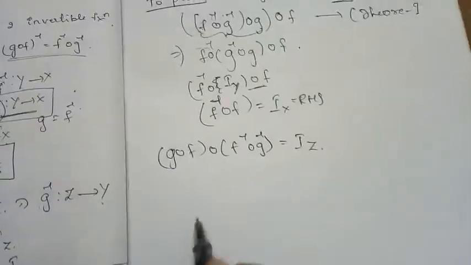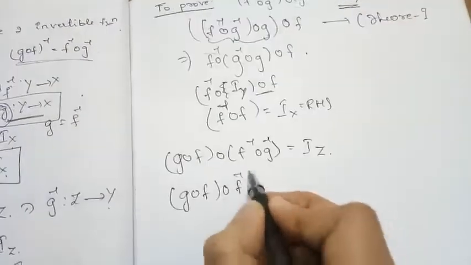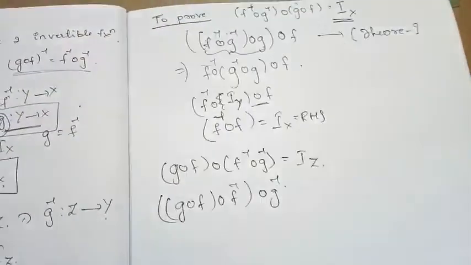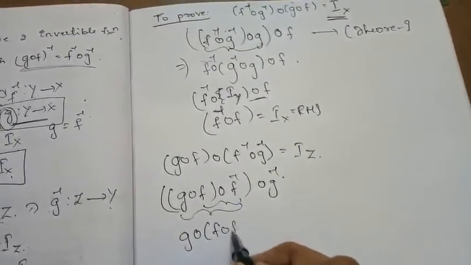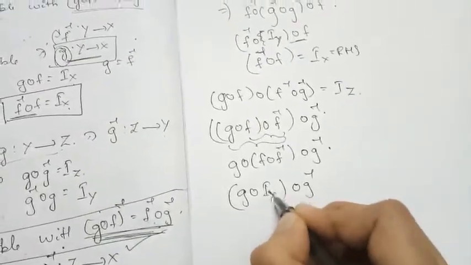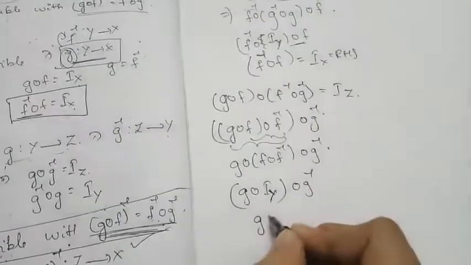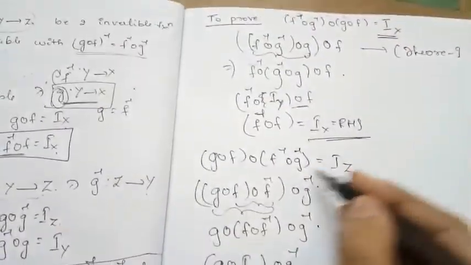Similarly, we need to prove this equality also. Again with the help of theorem 1, I can do the grouping like this. Now considering these three, I can change the grouping as g of f of f inverse of g inverse, and with the invertibility I have explained, f of f inverse is equal to Iy. So g of Iy of g inverse. Iy is an identity function, so g of Iy is g itself. So g of g inverse is Iz, which is our LHS. So we have proved both the statements.